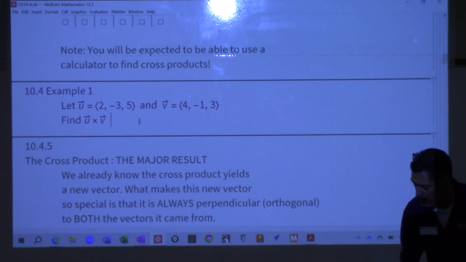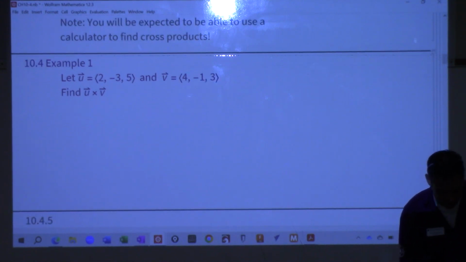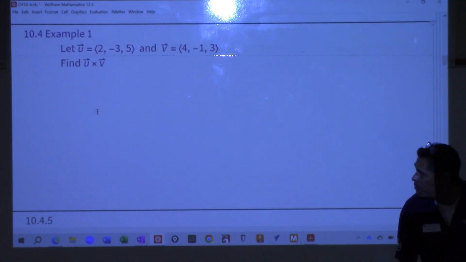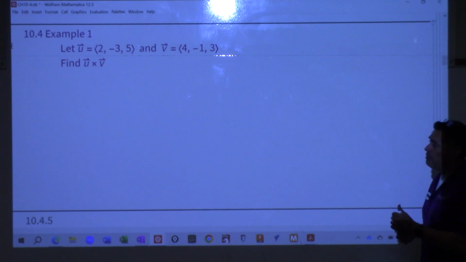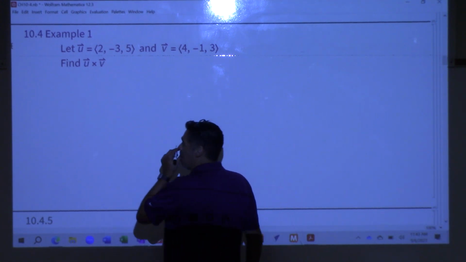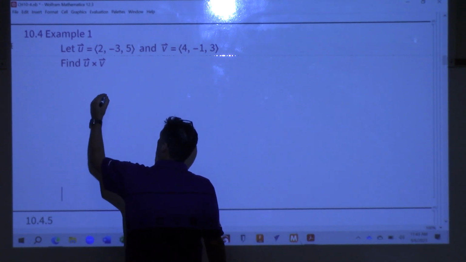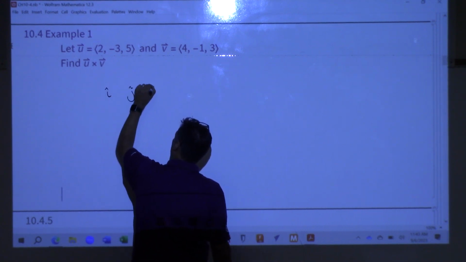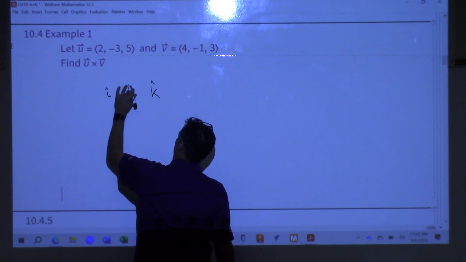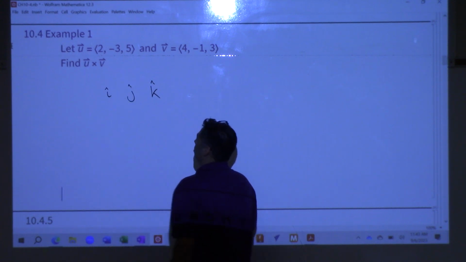So here we go. I'm going to show you how to calculate the cross product of two vectors using my preferred method. The way I like to do it is this. I'm going to write down first of all i hat, j hat, k hat. Okay, 1, 2, 3.